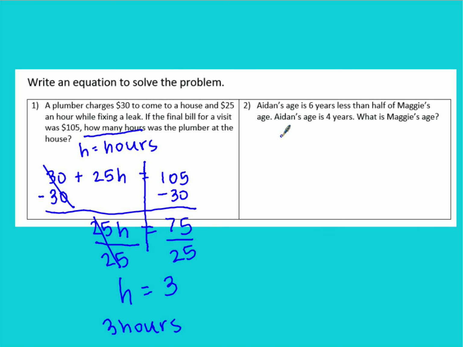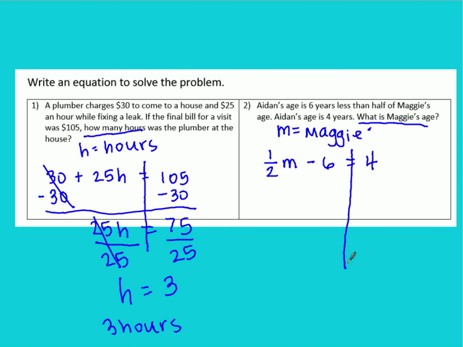Aiden's age is 6 years less than half of Maggie's age. Aiden's age is 4 years old. What is Maggie's age? So we don't know what Maggie's age is, so we're going to say that M equals Maggie. And we do know what Aiden's age is, so we're going to say his is 6 years less than half of her age. So half of her age would be half of M, and he's 6 years less than that. So we're going to take 6 away from whatever half her age is. And we know that he is 4. So we're going to set this whole thing equal to 4 here.